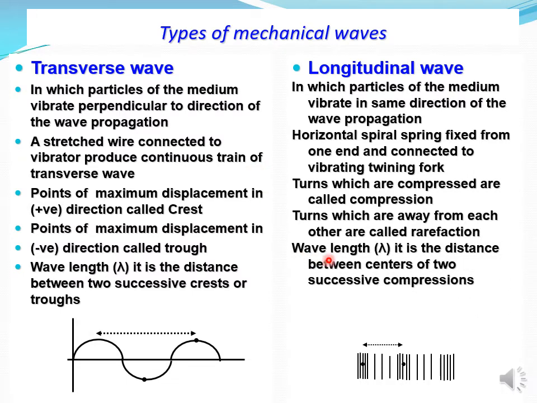In longitudinal wave, wavelength lambda, it is the distance between centers of two successive compressions, this center and this center. The distance between centers of two successive compression is called wavelength in longitudinal wave, or a distance between centers of two successive rarefaction also is called wavelength.